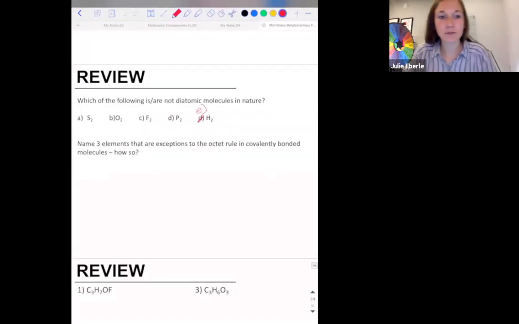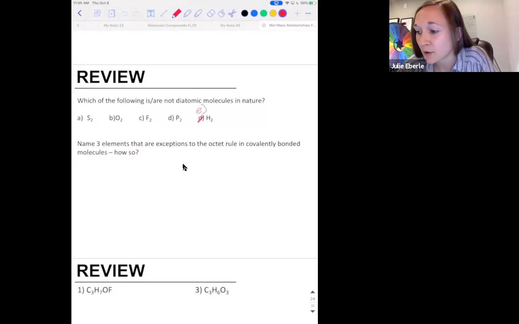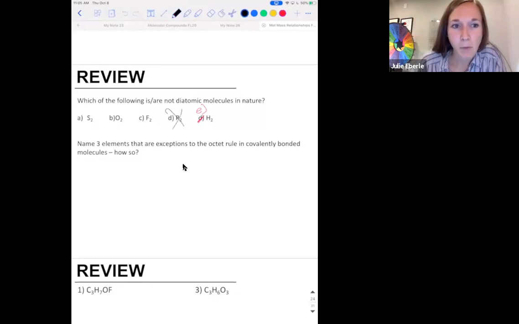Okay, let's look at this. Share results. What is not a diatomic molecule? So we've got sulfur, oxygen, fluorine, phosphorus, and hydrogen. Most people said D, that phosphorus is not a diatomic molecule. And you are correct. That is not a diatomic molecule, okay? But then numbers were split between everything else.